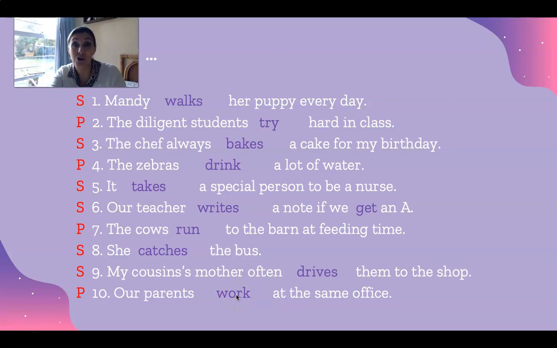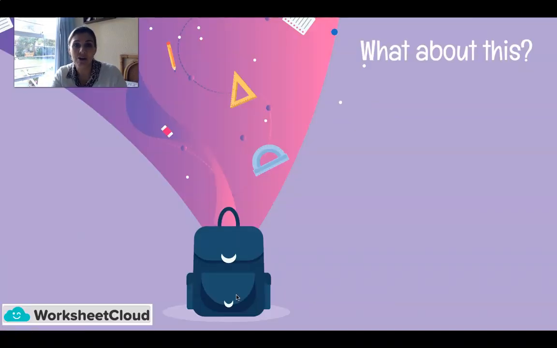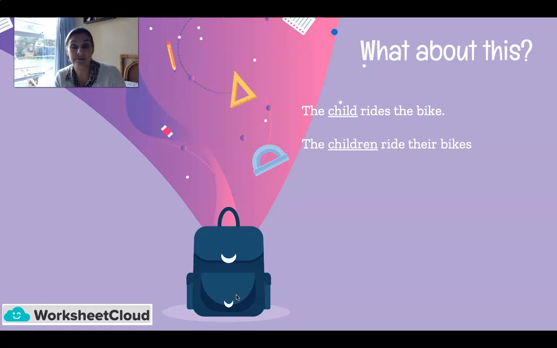Great, I hope that you are getting this. Okay, but what about this? The child rides the bike. Here's your next one. The children ride their bikes. Okay, so you notice the one with the teacher giving you an A. So take a look here. Child is one, and you've got rides. There's the S.